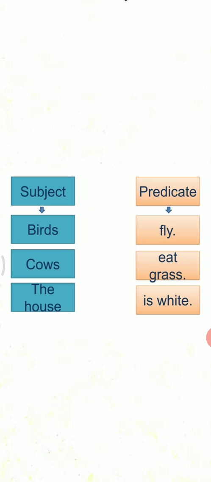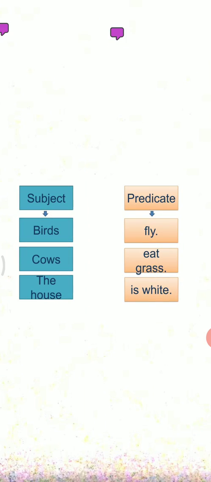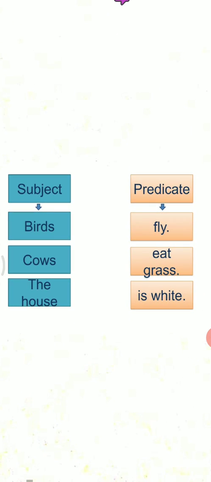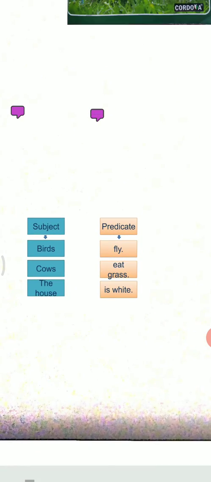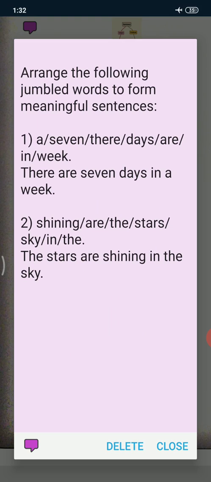Now you have understood what a sentence is and that it has two parts, one is the subject and the other is the predicate. So that's all about sentence. Let's arrange the jumbled words into meaningful sentences. Like the first sentence: a, 7, their, days, are, in, week. There are 7 days in a week. Number 2: shining, are, the, stars, sky, in. The stars are shining in the sky.